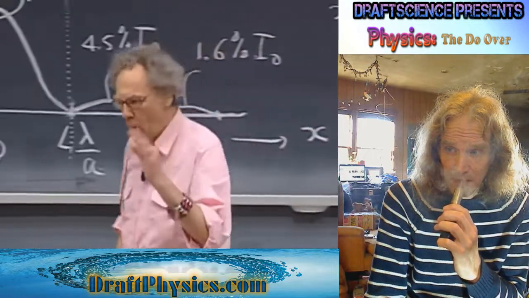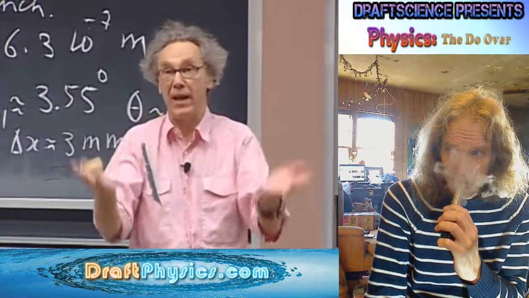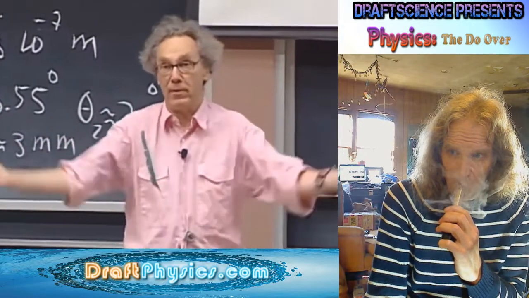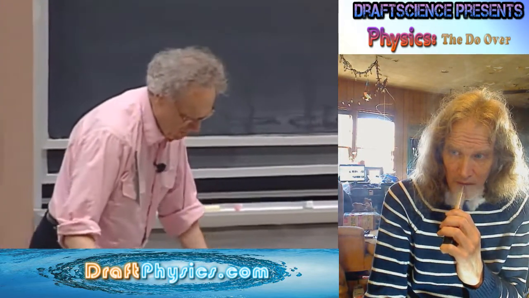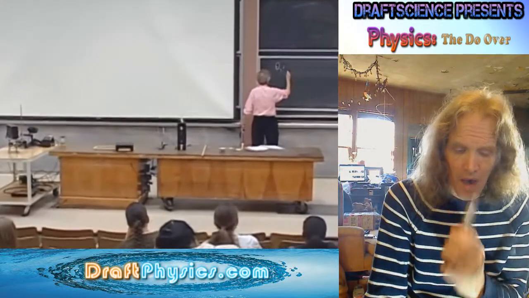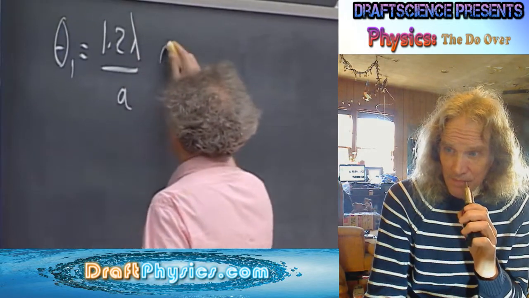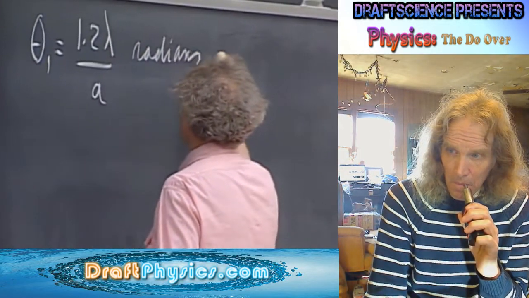It doesn't matter whether you have a pinhole, or a circular lens, or concave mirrors, which we use with telescopes. In all cases, you are always stuck with the idea that the best you can ever do is the angular separation, which I call theta 1, equal to 1.2 lambda divided by A, and that is in radians.